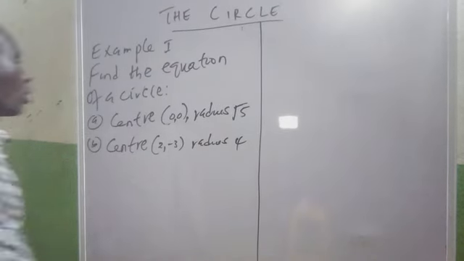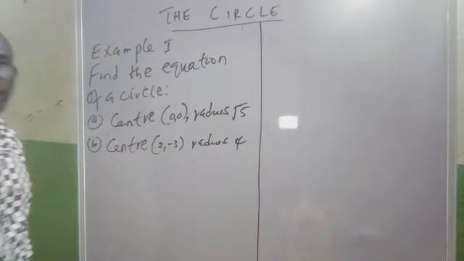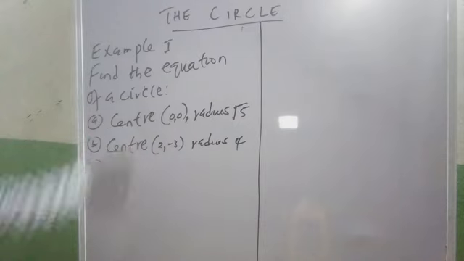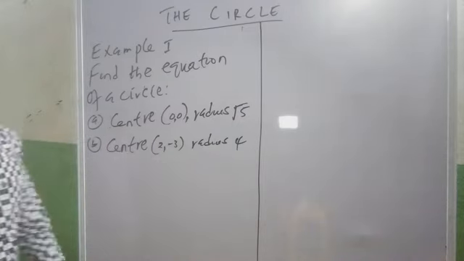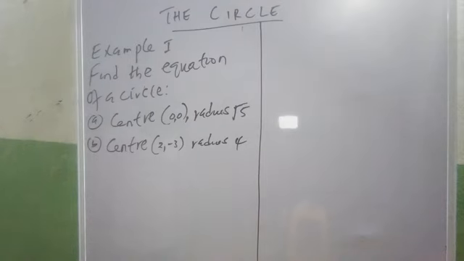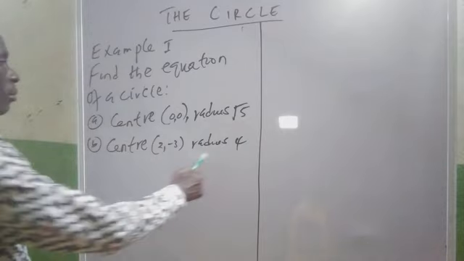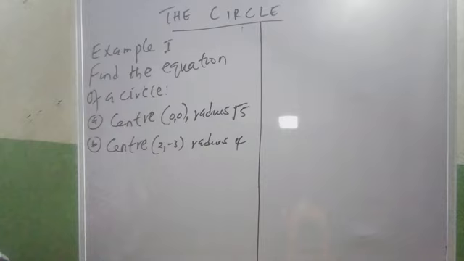Let's quickly look at the examples we have on the board. Example 1, find the equation of a circle. A, center (0, 0), radius root 5, that's the center is the origin. Then you have B, center (2, minus 3), and the radius is 4. Solution.